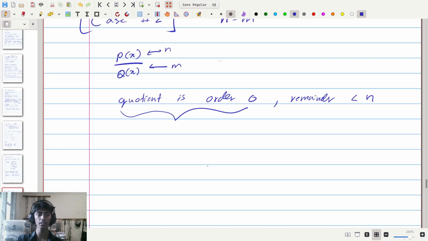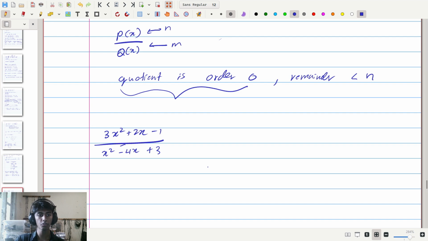So let's give an example: 3x squared plus 2x minus 1 divided by x squared minus 4x plus 3. Let's try to divide this thing. First we need to try to find a group of x squared minus 4x plus 3 in the numerator. We can see, if we multiply the denominator by 3, we can get one of those.